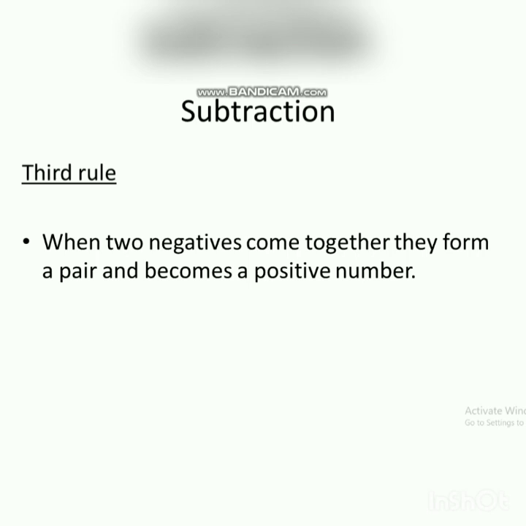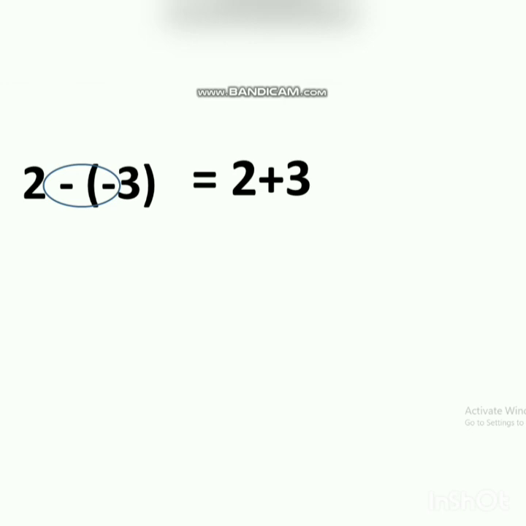Next we will start subtraction. Along with the above two rules, two more are needed to subtract. So I am going to count this as our third rule. When two negatives come together, they form a pair and become a positive. That is our third rule. That is, if you are given 2 minus -3, here two negatives come together. So it will become a positive, and we can rewrite the same question as 2 plus 3. And what is 2 plus 3? Both of them have the same sign. So add them and put the same sign, which is positive 5.